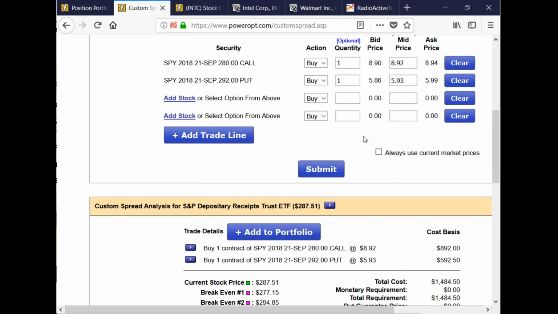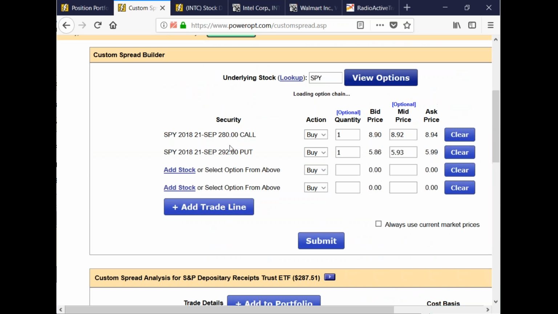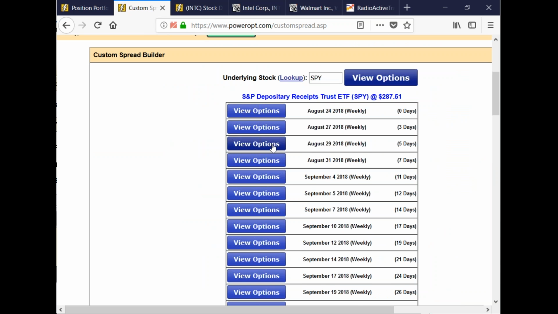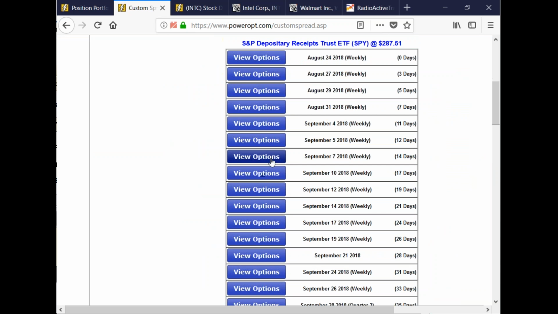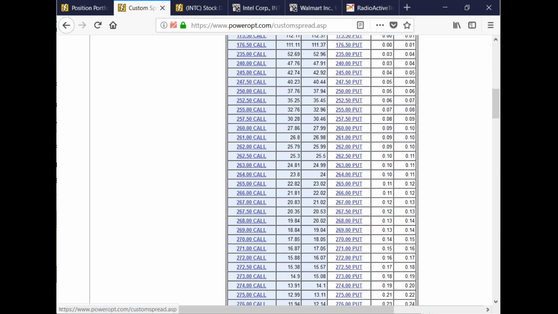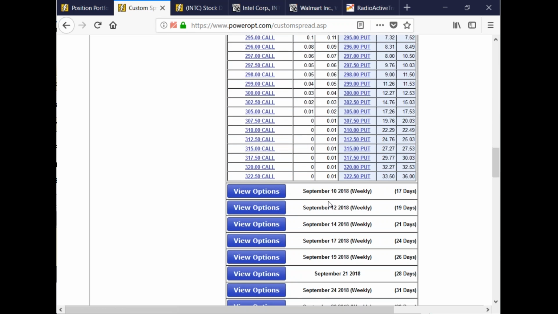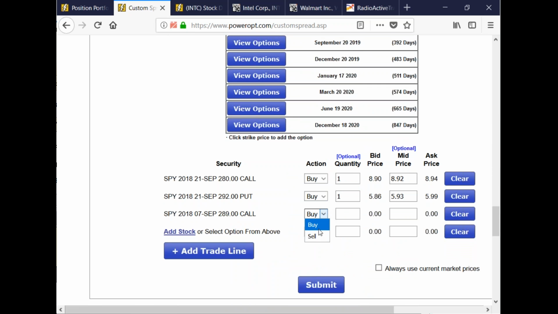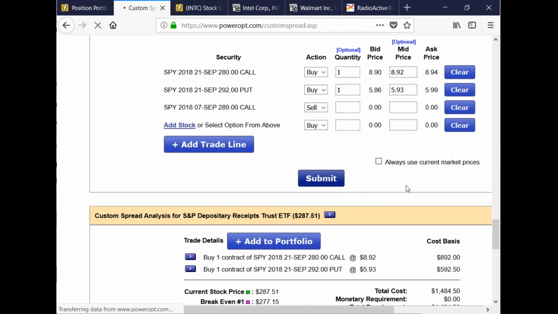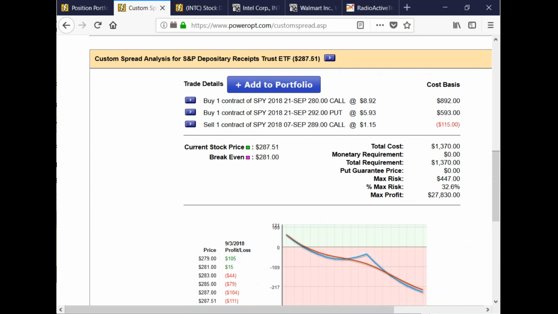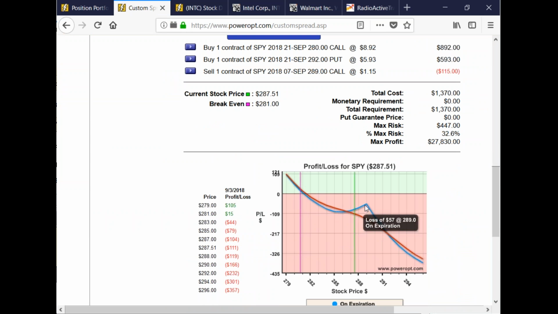Okay, but what Sam or Rajiv has mentioned, that Sam has mentioned he's done in the past in some of these situations, is we might go shorter term. Into September 7th, I might sell a 289 call for $1.15. So that's going to really lower the cost of the position by about 10%. But remember what you've done now. You sort of have a diagonal call spread with an extra put.